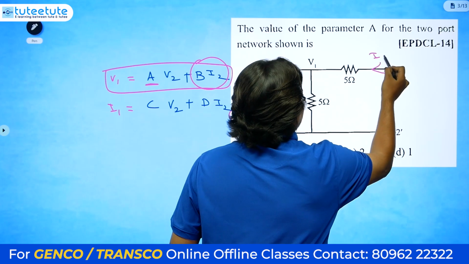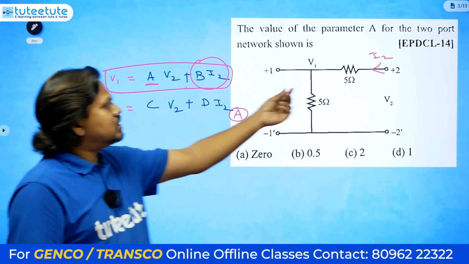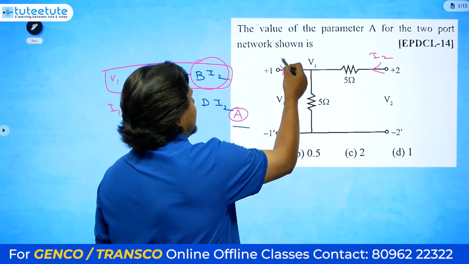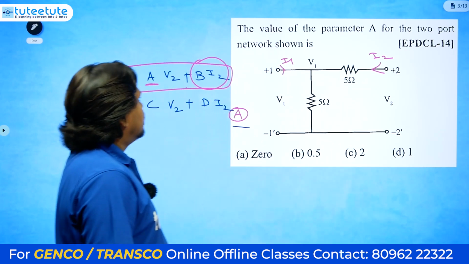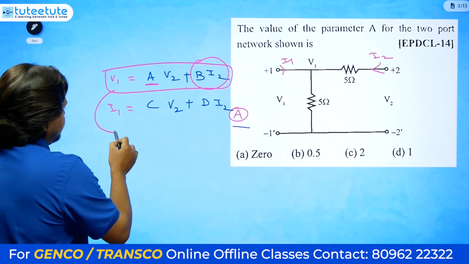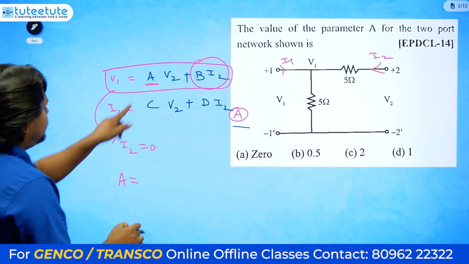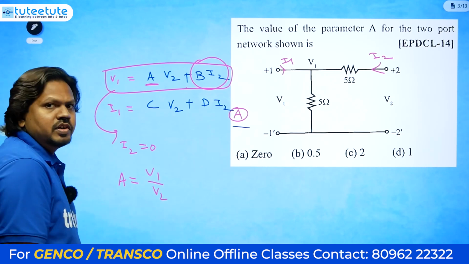Generally I2 is in the other direction. Why have I written it in this direction? Because I have used the plus sign, that's why I have considered I2 in this direction. So this is the I1 current, and this is I2. If you make I2 equal to 0, then the A value will be equal to V1 divided by V2.